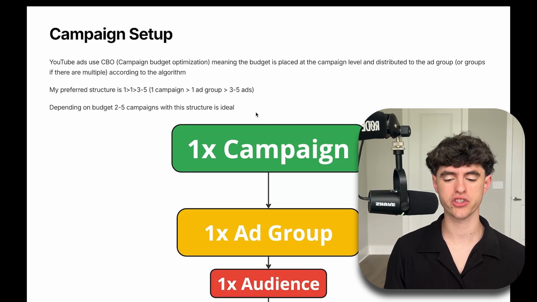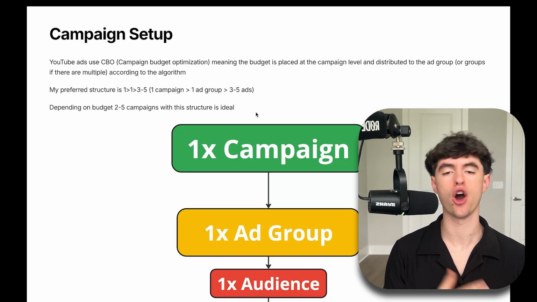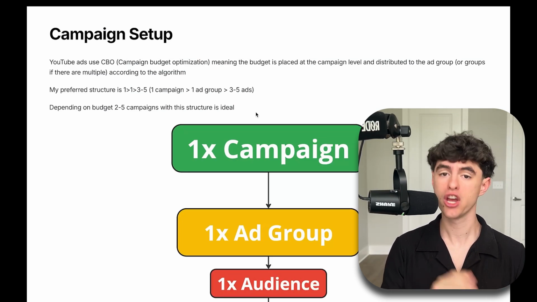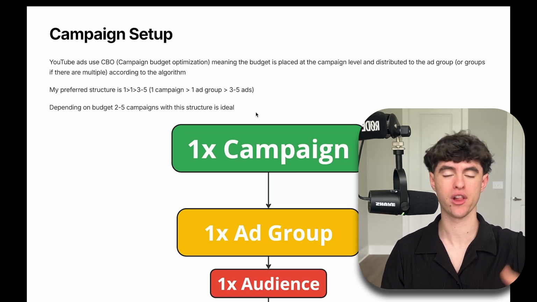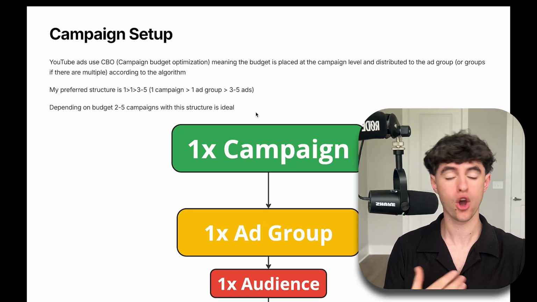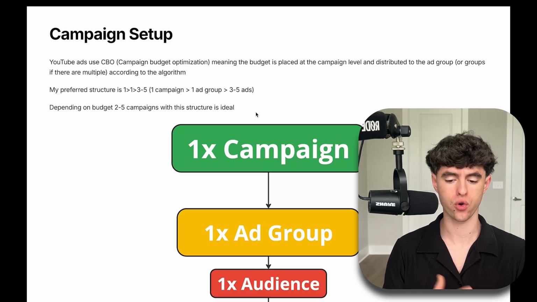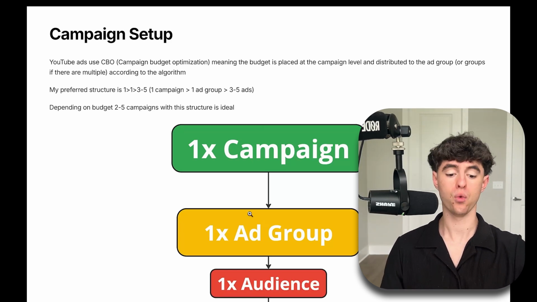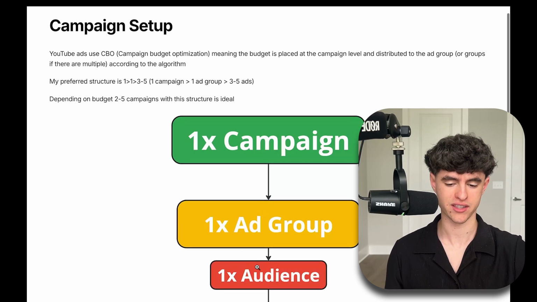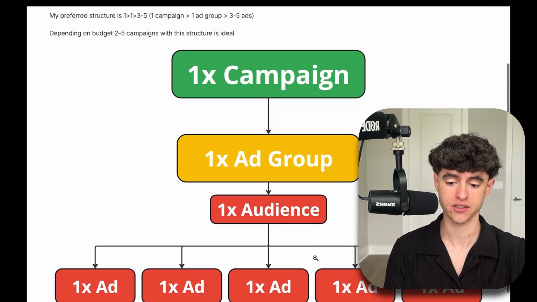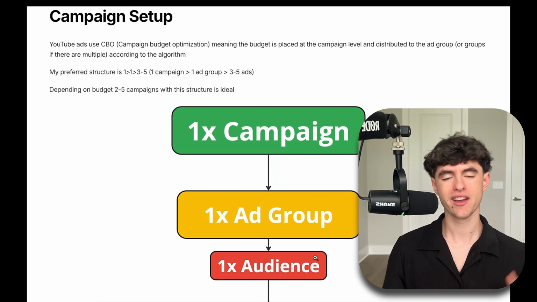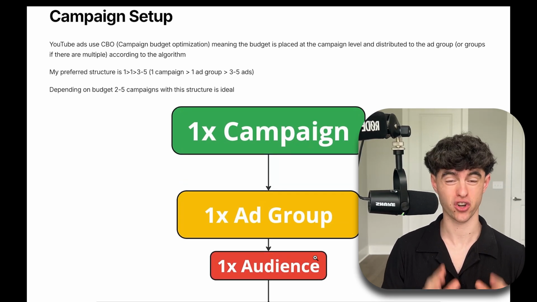So putting this all together, YouTube Ads uses CBO, meaning campaign budget optimization. What this means is that the budget is placed at the campaign level and it's distributed to the ad group or groups, if there's multiple of them, according to the algorithm. What I typically do is have one campaign with one ad group, which has one audience inside of it, and then 3 to 5 ads within that specific audience, okay? And depending on the budget, 2 to 5 campaigns with this structure is ideal.